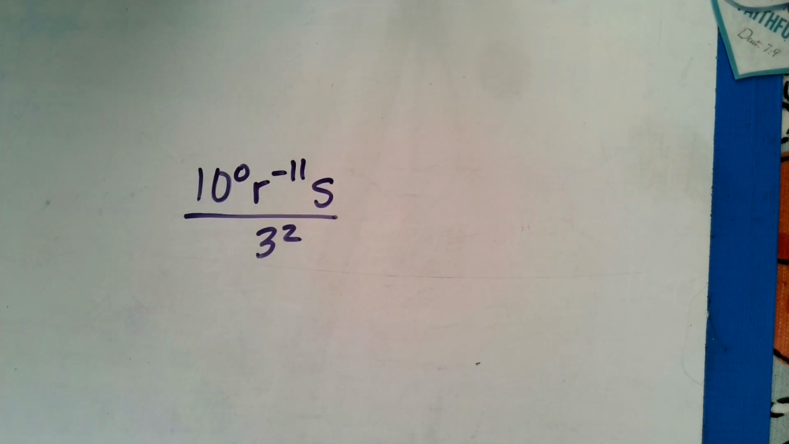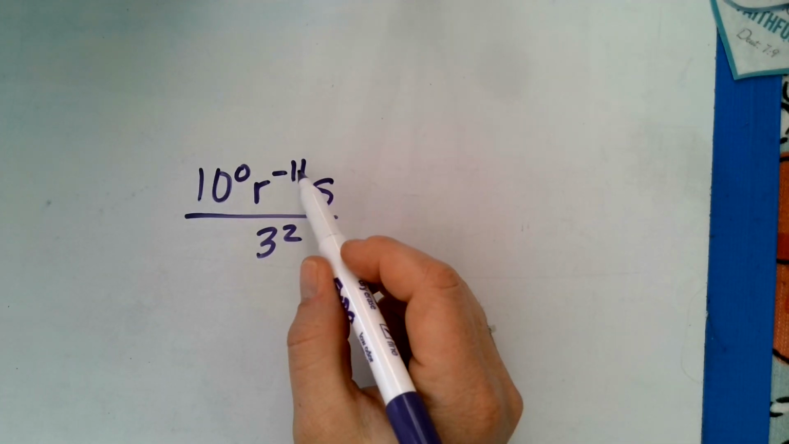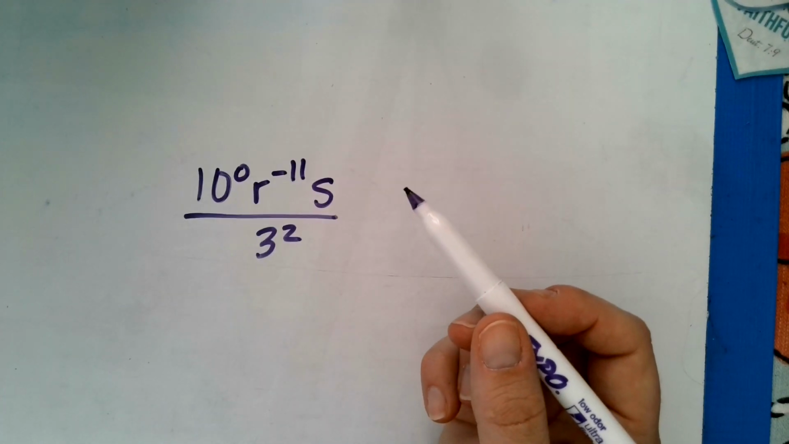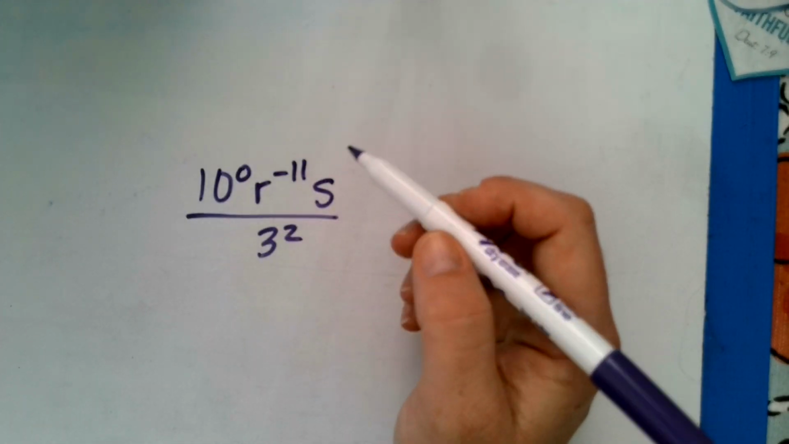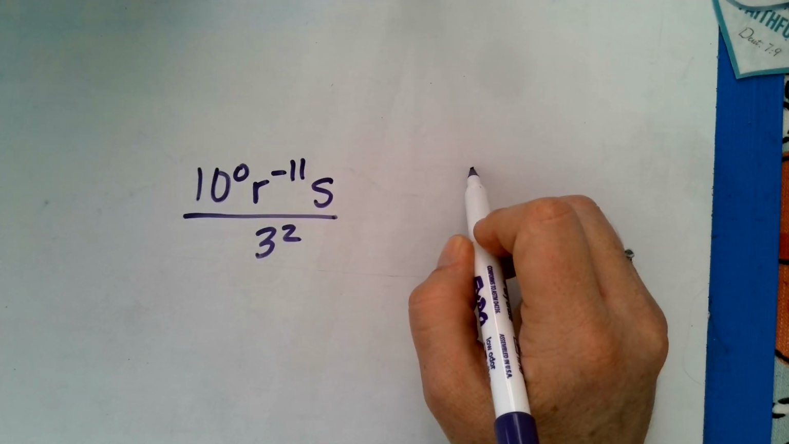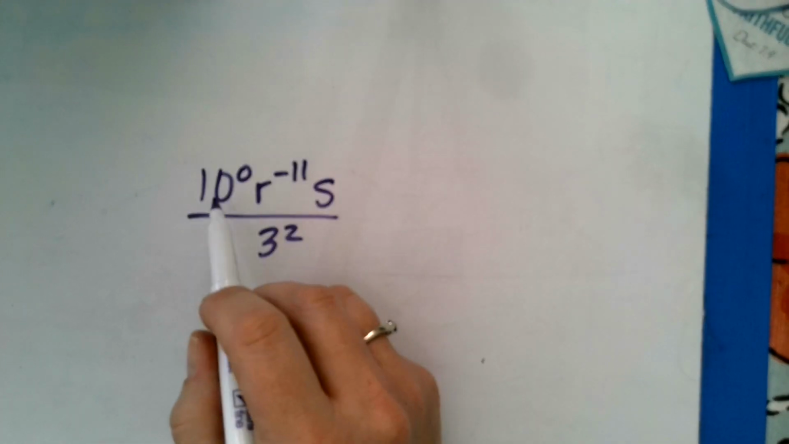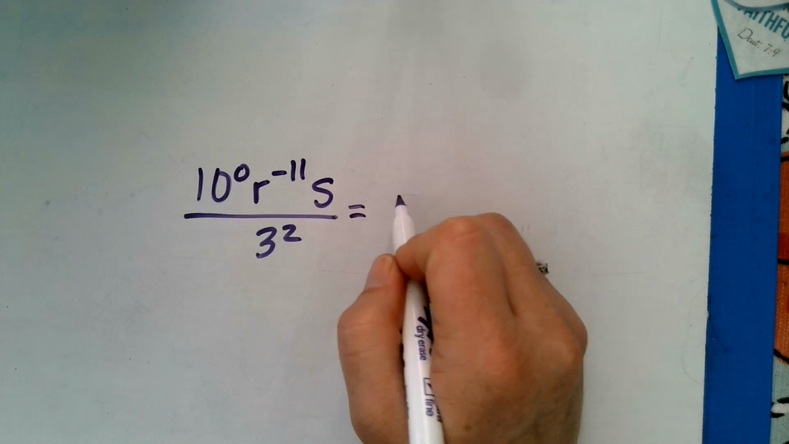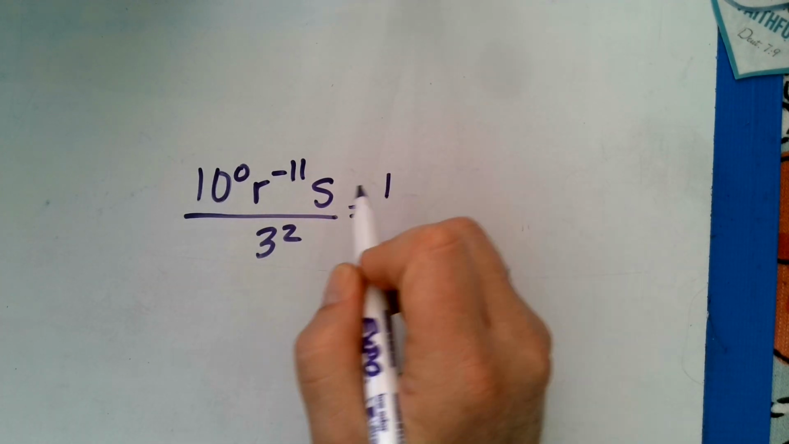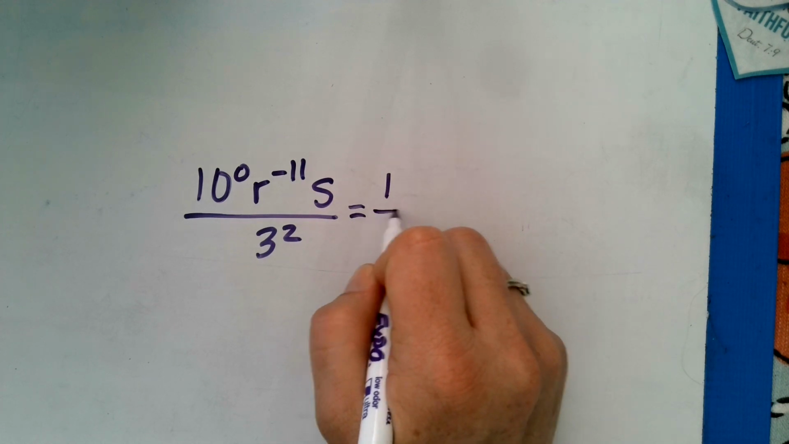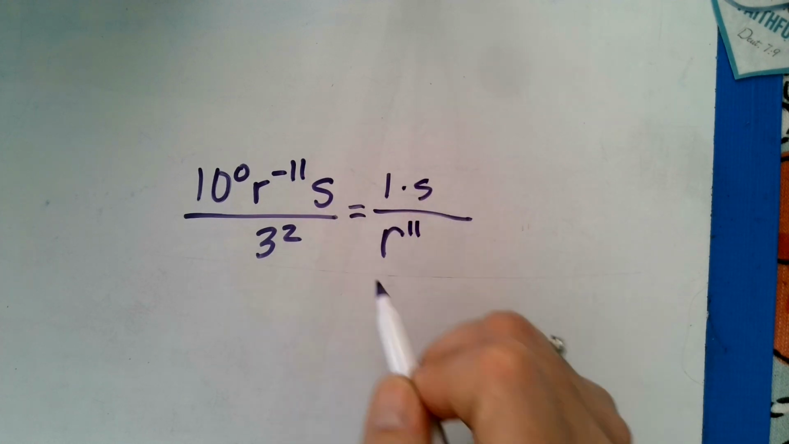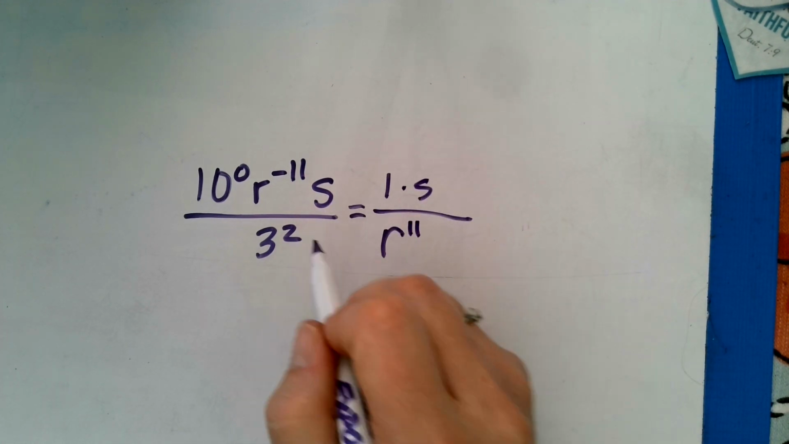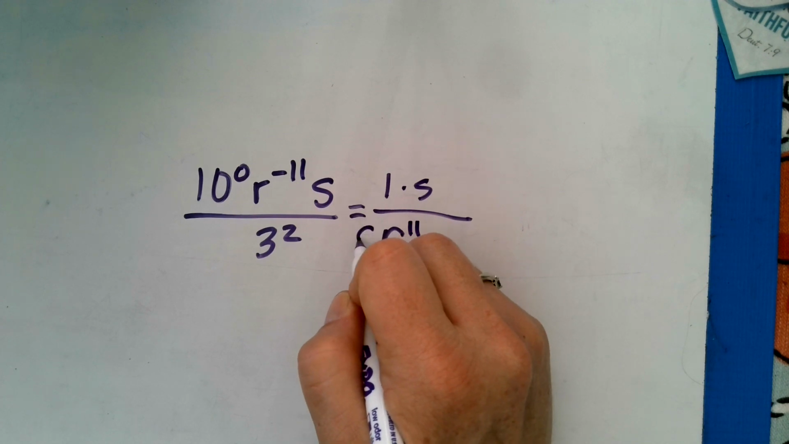Okay, the next part of your homework is asking you to simplify and write your answer only using positive exponents, because negative exponents are just not the cleanest form to write our exponential functions in. So remember, we have PEMDAS, right? We don't have any parentheses, but we are going to deal with exponents. So 10 to the 0 power is just going to be 1. R to the negative 11 means we're going to put it down here on the bottom. S is going to stay on the top. And 3 squared, we can go ahead and evaluate and say that is 9.